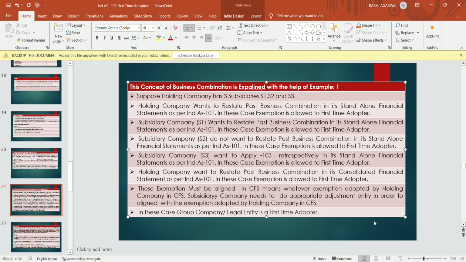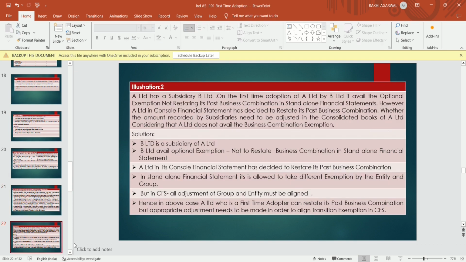In these cases, the group company and the legal entity are both first time adopters. The subsidiary company is a group company and the holding company is a legal entity. Both are first time adopters. A Limited has a subsidiary, B Limited. On the first time adoption of Ind AS, B Limited avails the optional exemption of not restating its past business combination in standalone financials.